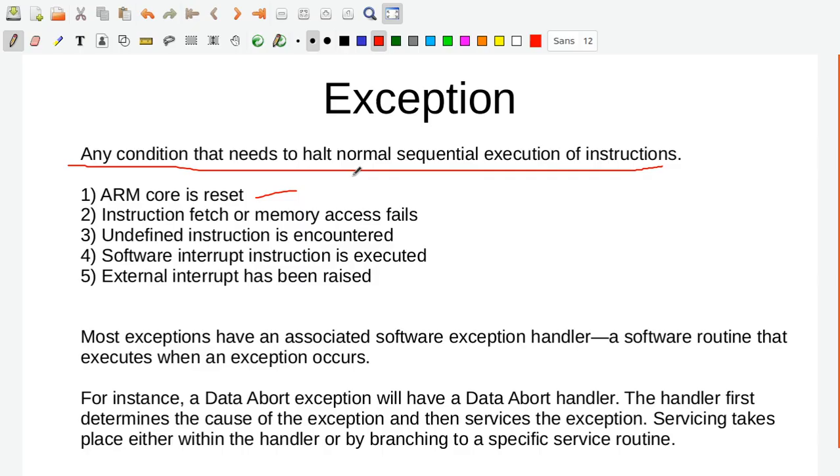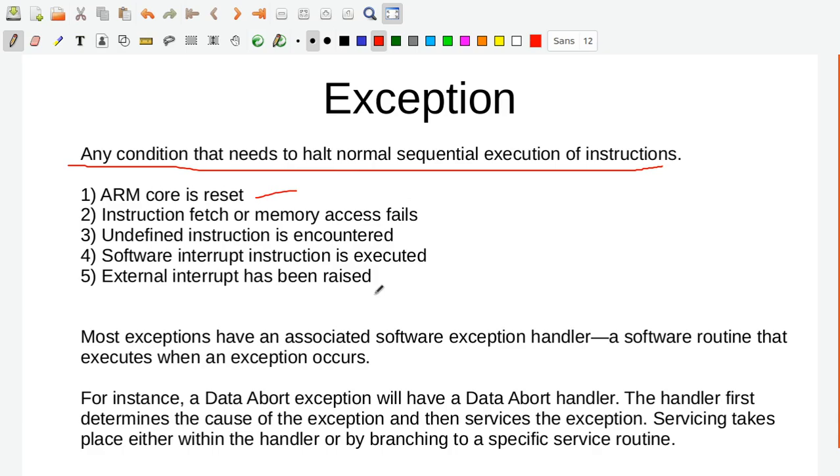Sometimes we talk about both interrupt and exception. An exception is something which is raised by the processor itself. An interrupt is something which is raised by an external event. We shall look into the interrupts later. Now, an exception is any condition that halts the normal sequential execution of the instructions.